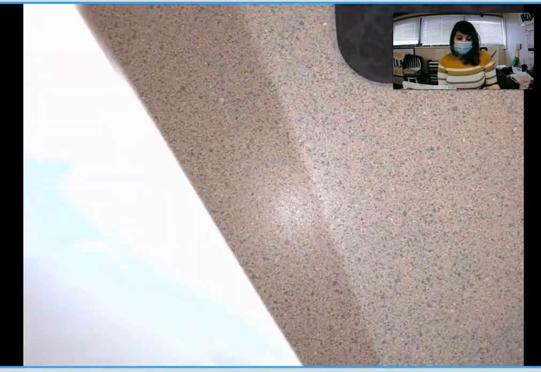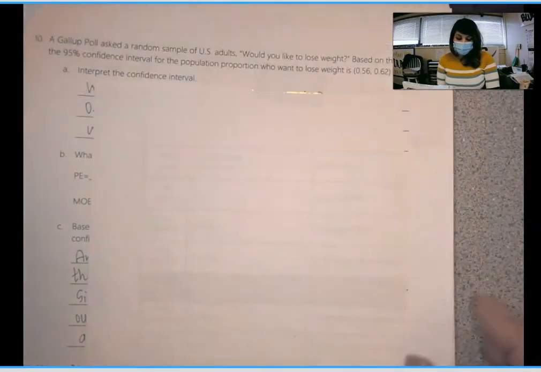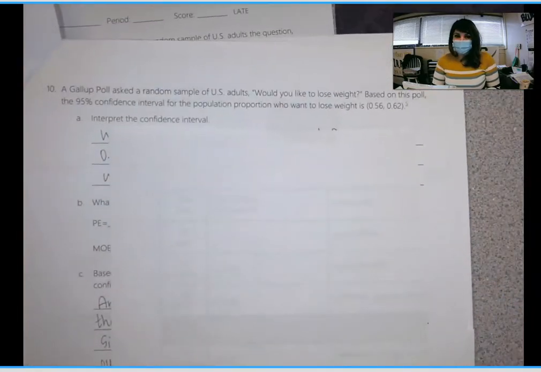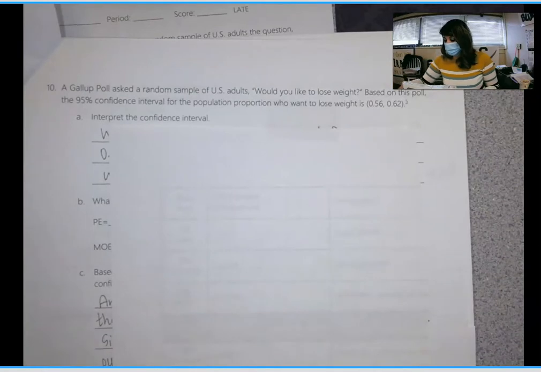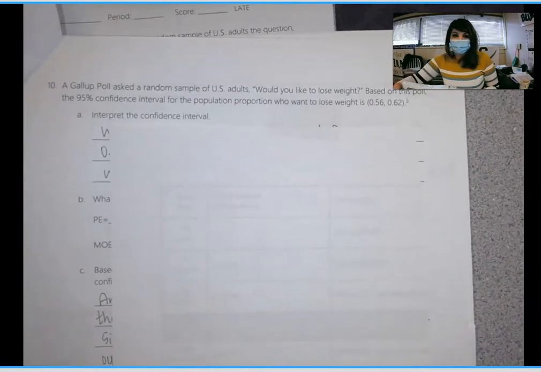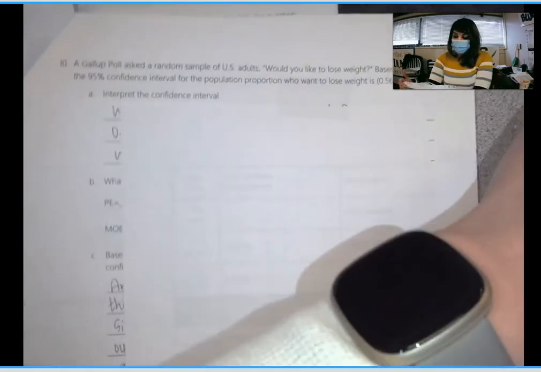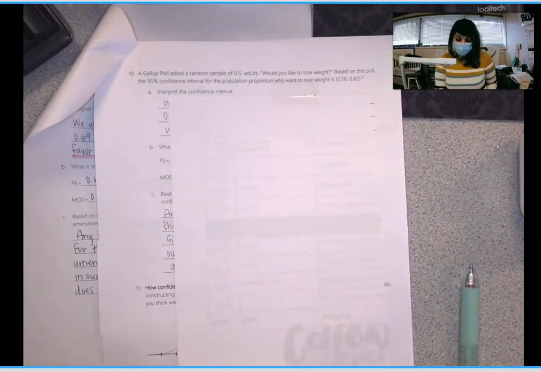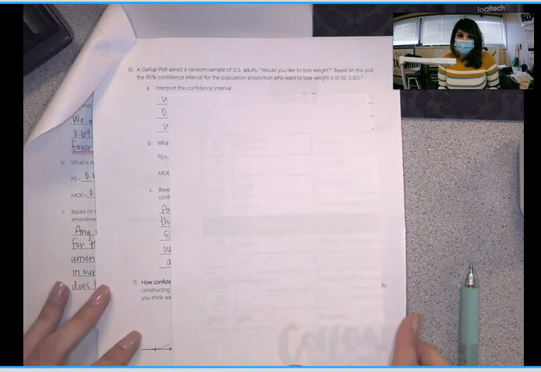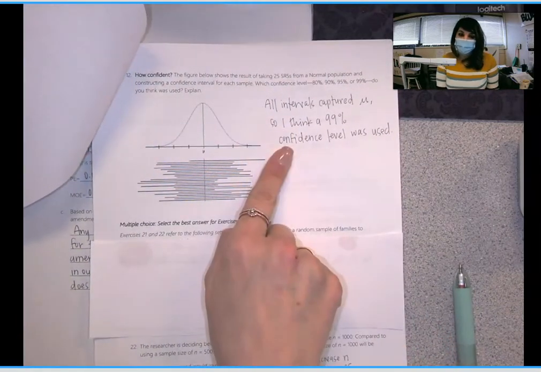Number 10 is basically the same problem. You can see here that I have it done, but I've covered it up because I decided I wanted you to try some without me going through them. So I'm going to have you do 10 and 11 without me. I am going to grade 10 and 11, but I will do 12 with you because 12 is similar to 11.